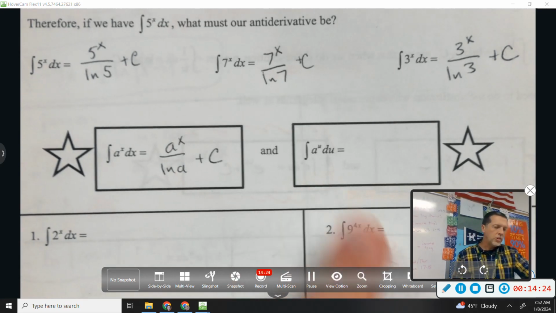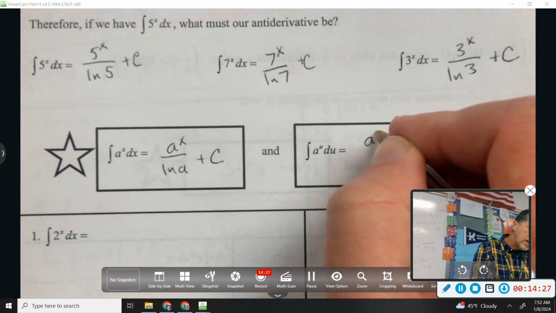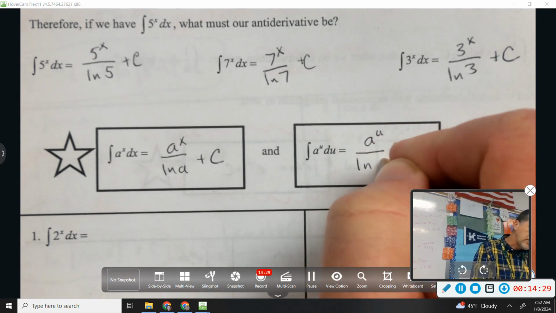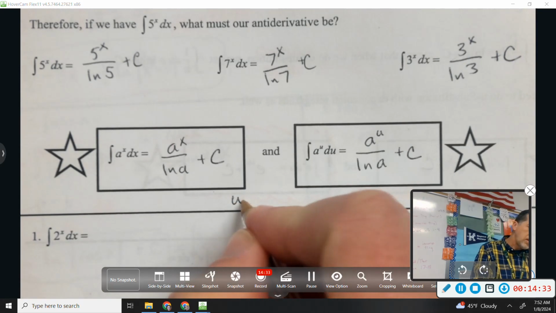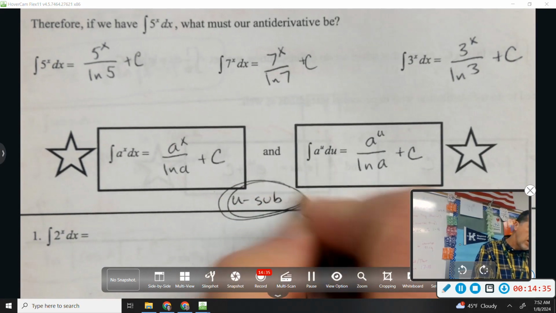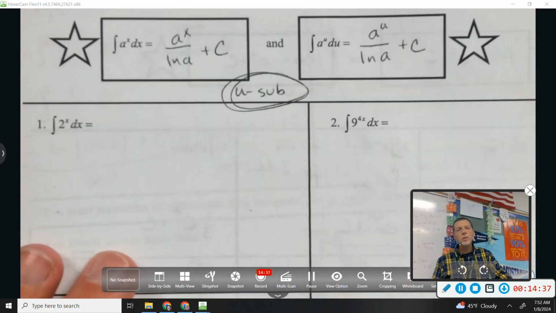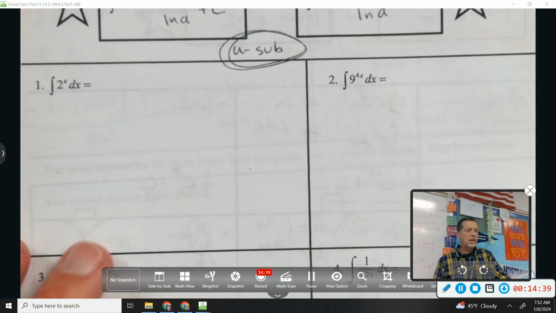And with u's, it's kind of the same thing. A to the u divided by natural log of a plus c. Again, there will be lots more u substitution to be had.